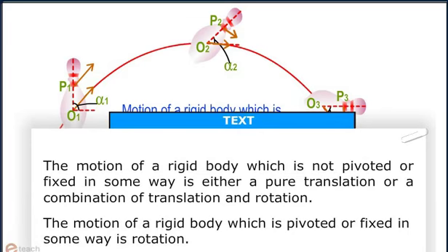The motion of a rigid body which is not pivoted or fixed in some way is either pure translational or a combination of translational and rotational motion. The motion of a rigid body which is pivoted or fixed in some way is rotation.